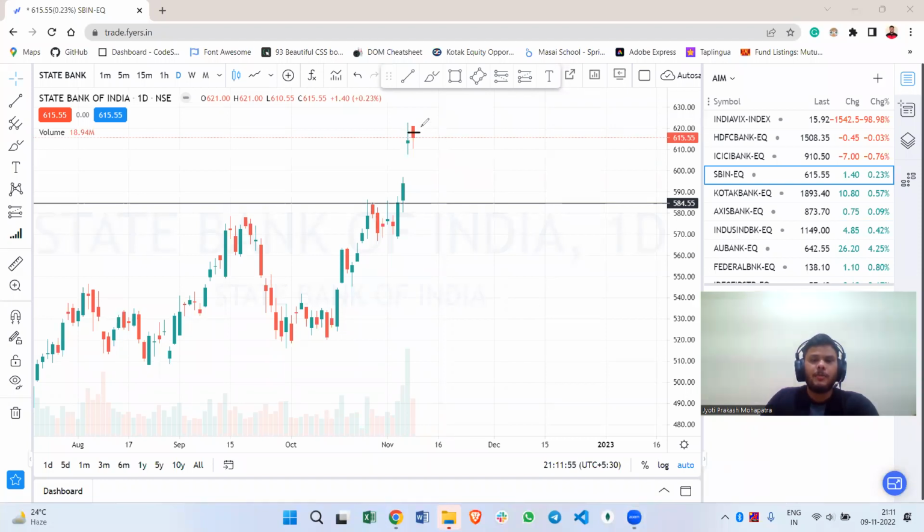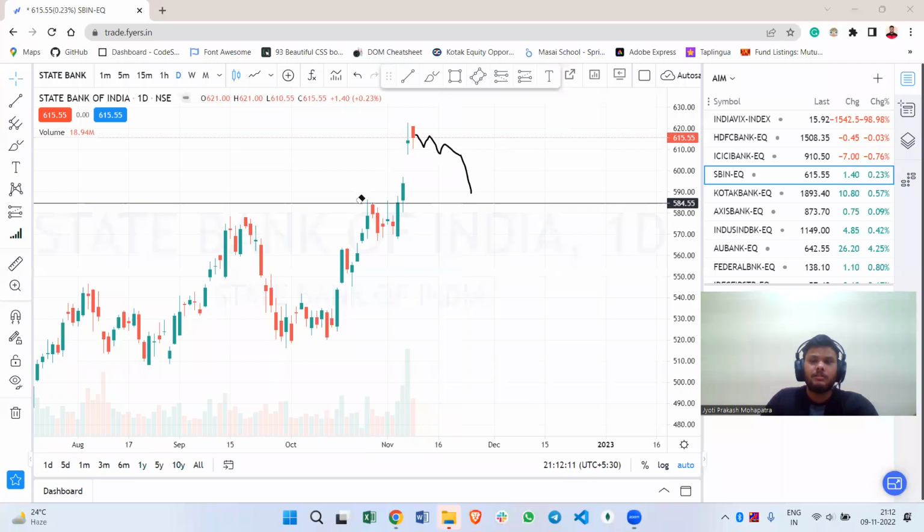Let's assume it opens gap up and it closes above 620 or 622. Then you can expect some good buying movement here, and you can set your target to 630. But hope for the best. If it opens gap up and continuously goes up, then you can take trade for buying. And if it opens flat or opens gap down, then you can expect some selling pressure there.